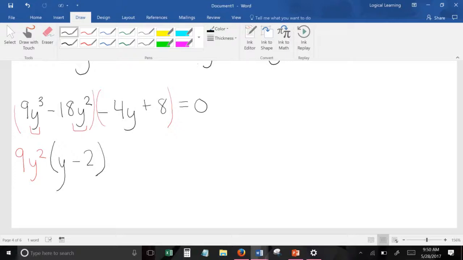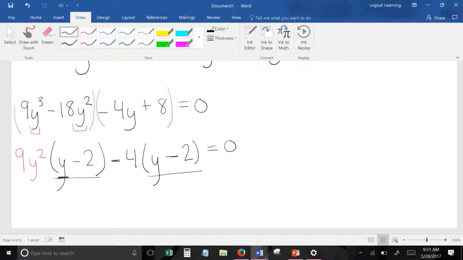Now this next one, only one term has a y, so we can't take out any y terms, but we have negative 4 and 8. Both of those are multiples of 4. Now I don't really want to have a negative y. One reason is I can see here that I don't have a negative y. So let's go ahead and take out a negative 4. So negative 4 times what is going to make us negative 4y? Well, that's just y. And negative 4 times what is going to give us positive 8? Well, that's negative 2.